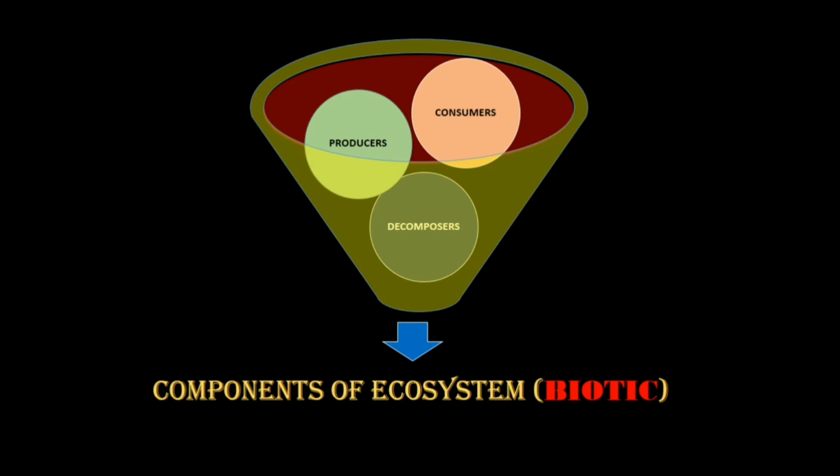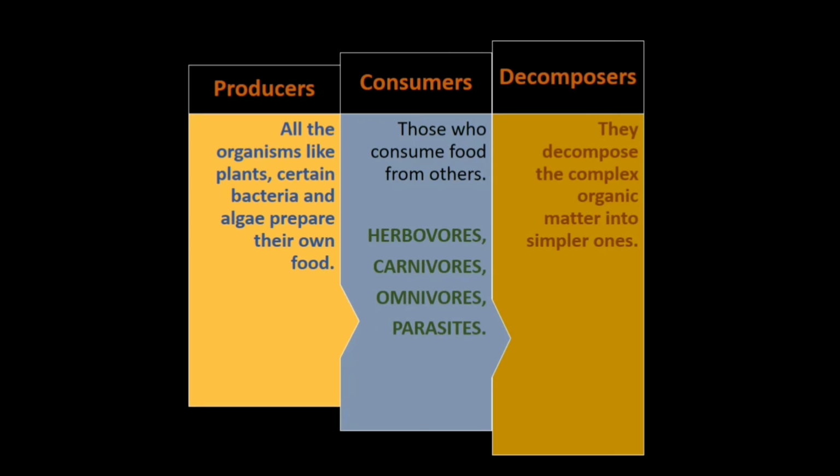Let's see the biotic components. The biotic, that is the living components, are of three types in an ecosystem: producers, consumers and decomposers. Let's see this. Producers, all the autotrophs which are able to prepare their own food with the help of photosynthesis process are known as producers. They are actually producing the food, right? For example, plants, few bacteria like cyanobacteria and algae which have chlorophyll pigment in them. These organisms can prepare their food. That is why they are producers.